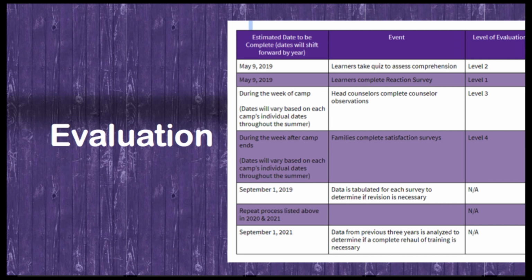At level 1, we will measure our learners' reaction to training to help us rethink our learning solution in the future and help keep us focused on learner needs. Level 2 will formatively assess how well learners were able to retain and apply what was learned. Level 3 will evaluate if the transfer of knowledge was successful through observations while at camp. And finally, Level 4 will directly correlate to the overall mission of camp to provide resources and support for families by evaluating satisfaction directly from parents about counselor performance and levels of support.